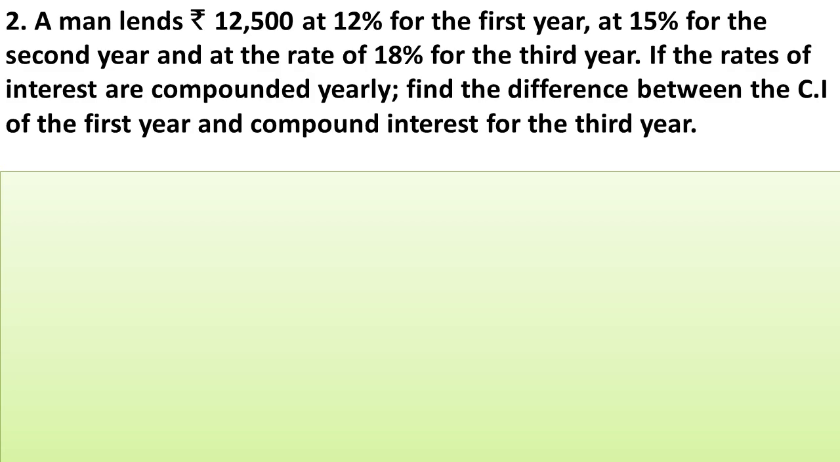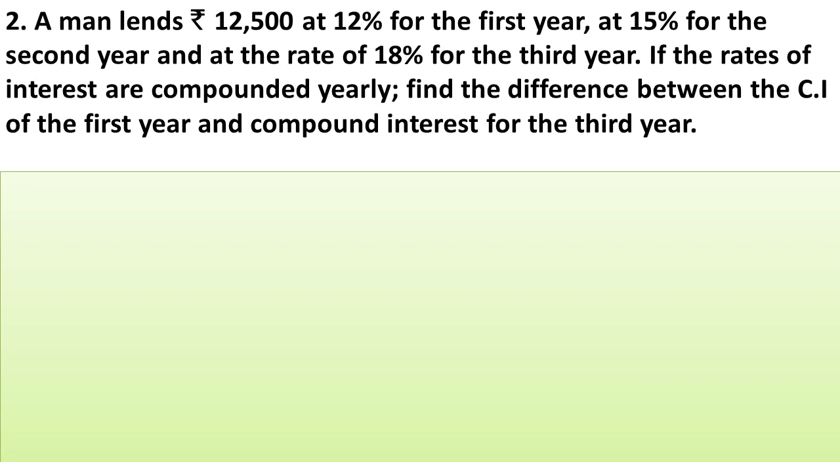Question number 2. A man lends rupees 12,500 at 12% for the first year, at 15% for the second year, and 18% for the third year. If the rates of interest are compounded yearly, find the difference between the compound interest for the first year and the compound interest for the third year.